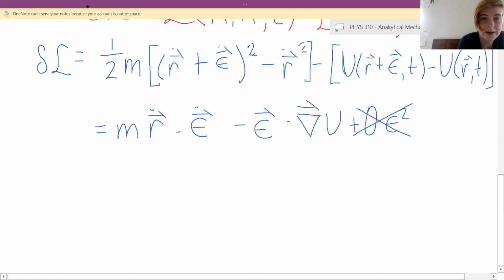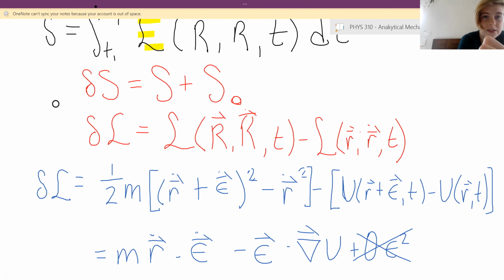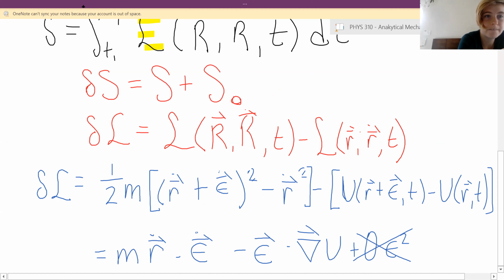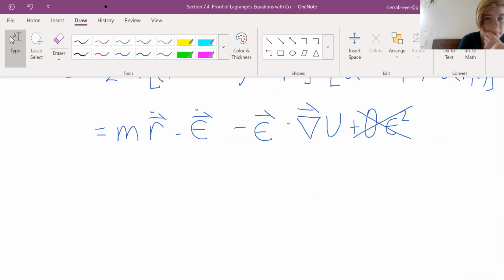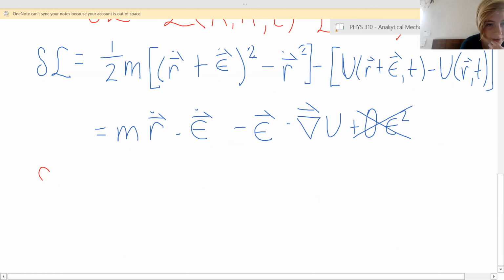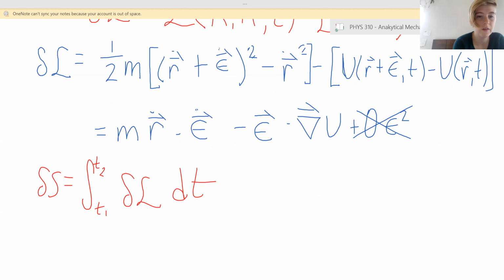So we're going to put this back into terms of S, the difference of S. I'm going to use red again. So the difference in S is going to be equal to the integral over time of that difference of the Lagrangian. I'm going to write that out below because it's just going to take up so much room.